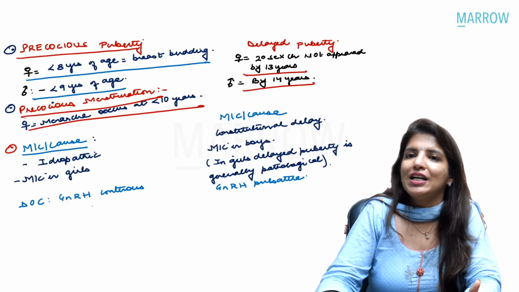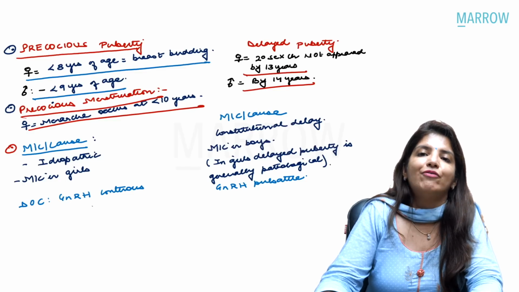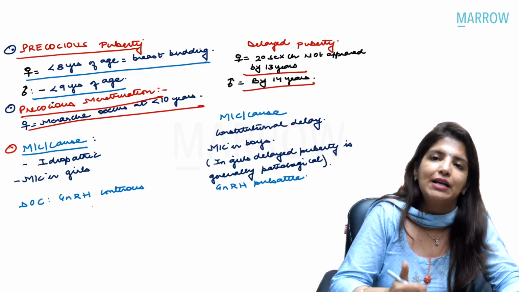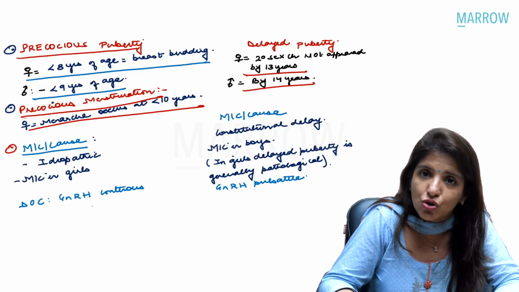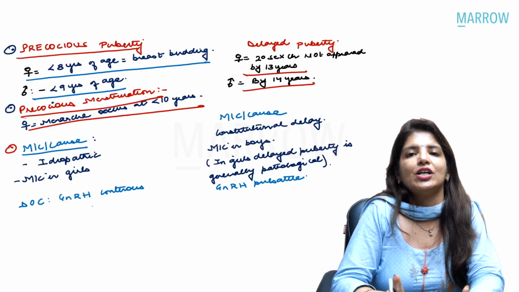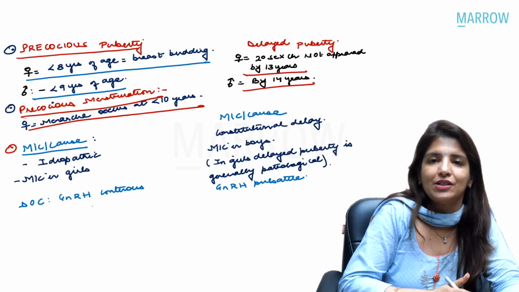And how do you manage delayed puberty? For delayed puberty, I will have to give GnRH in a pulsatile manner. Whenever you give GnRH in a pulsatile manner, it releases estrogen. And whenever you give GnRH in a continuous manner, it decreases estrogen.